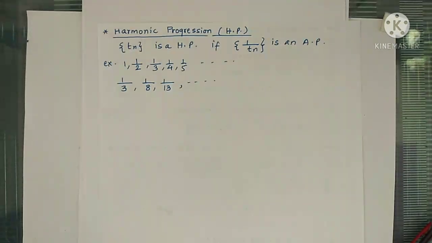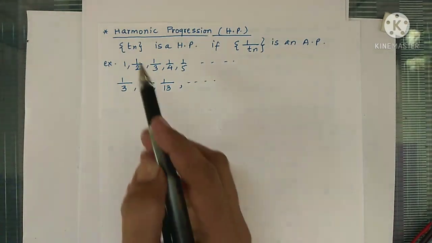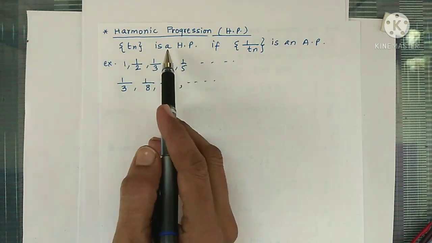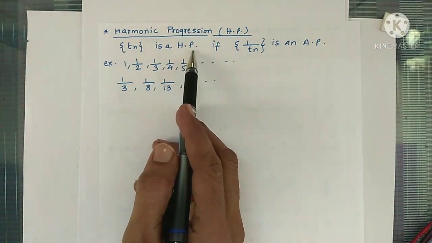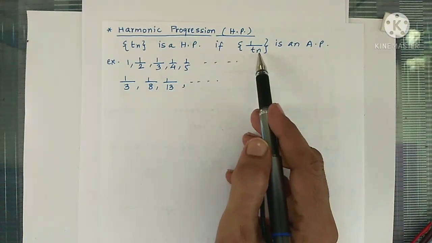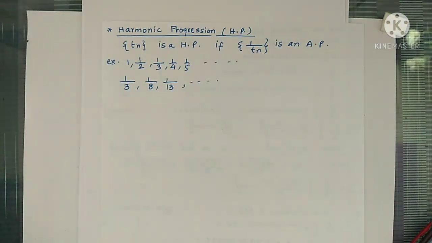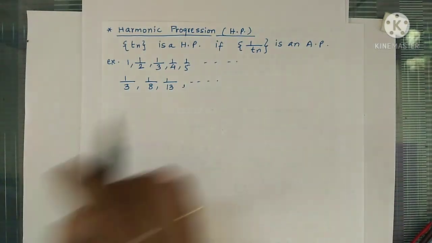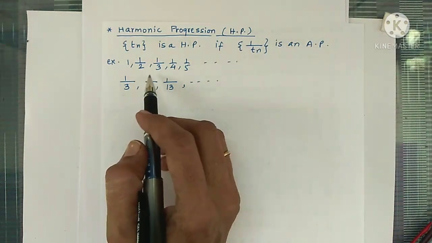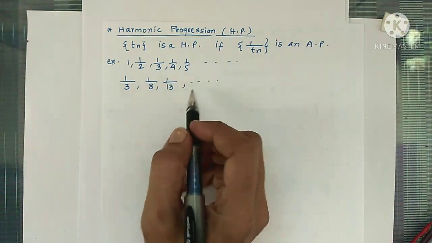Okay. Now let's see what a harmonic progression is. Harmonic progression means if we take the reciprocals, those reciprocals are in arithmetic progression. So a sequence Tn is known to be a harmonic progression if, taking the reciprocal, we get 1 upon Tn in arithmetic progression. That means the difference is constant. So the example given is 1, 1 by 2, 1 by 3, and so on.